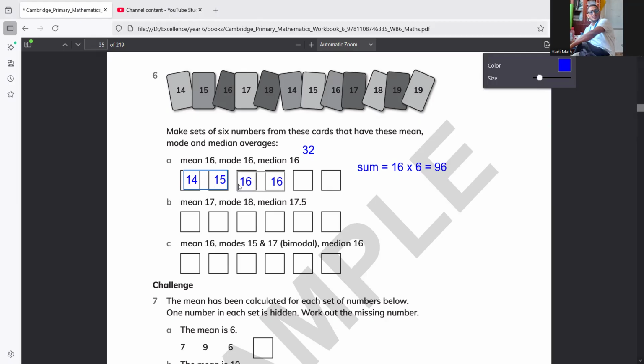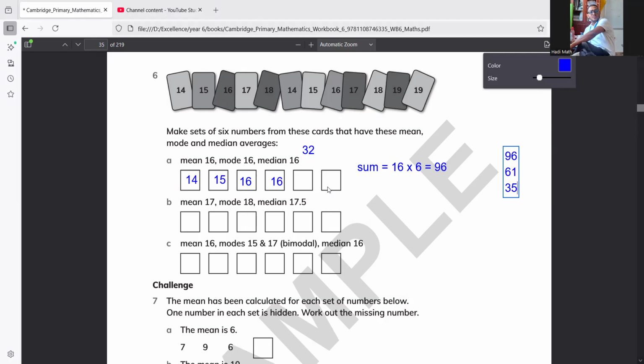Now what you need to do is use your calculator and add all these numbers together: 14, 15, 16, and 16. They give you 61. But we said the sum of all the numbers must be 96. So we need to subtract 96 minus 61 to see the answer. The answer is equal to 35. That means those two numbers must give you 35.